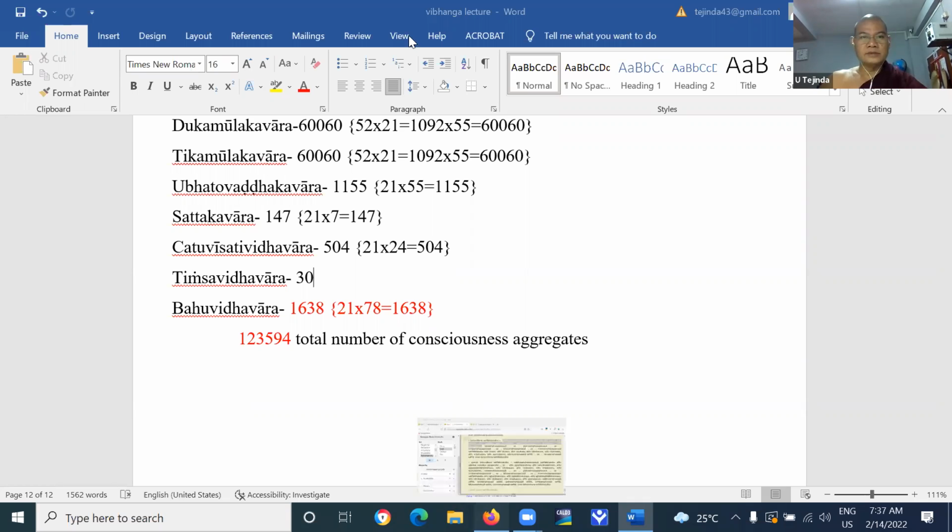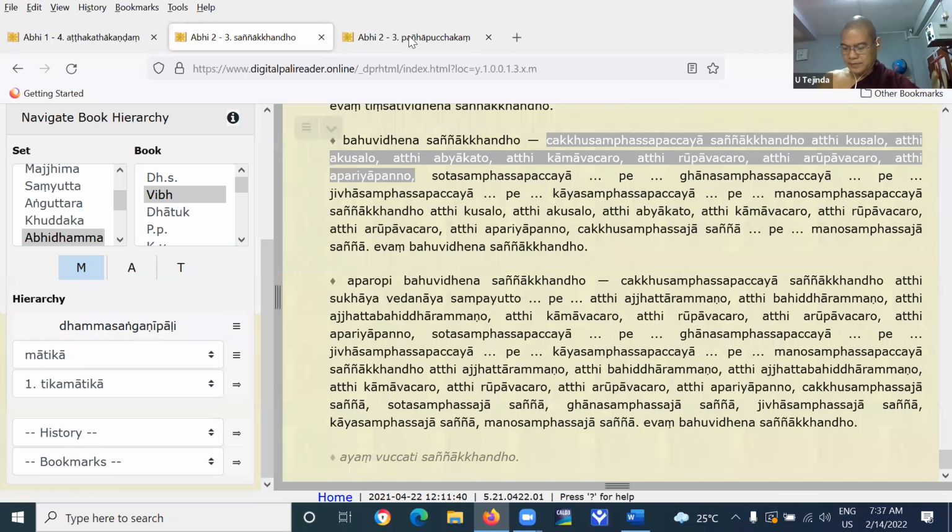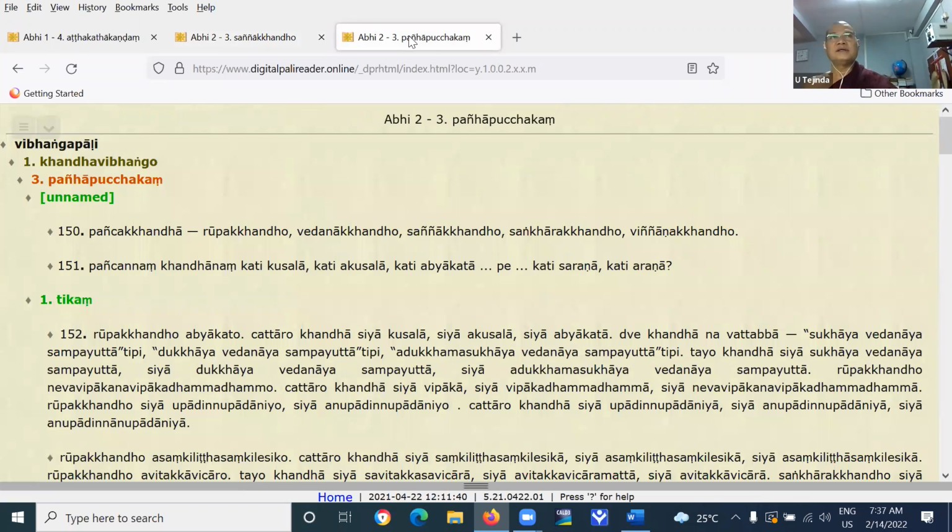Then we go to the number, the same. So this is the five khanda analyzed according to the Abhidhamma method. So we go to the last method. Suddhata method, Abhidhamma method, and the interrogation method. The last method, pañhāpucchakaṃ.